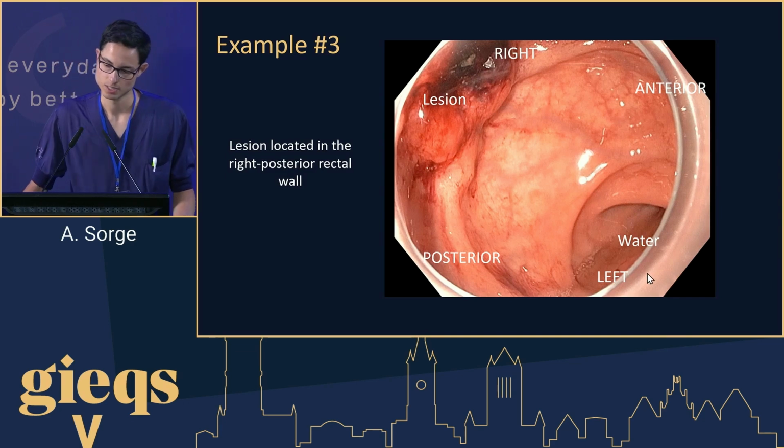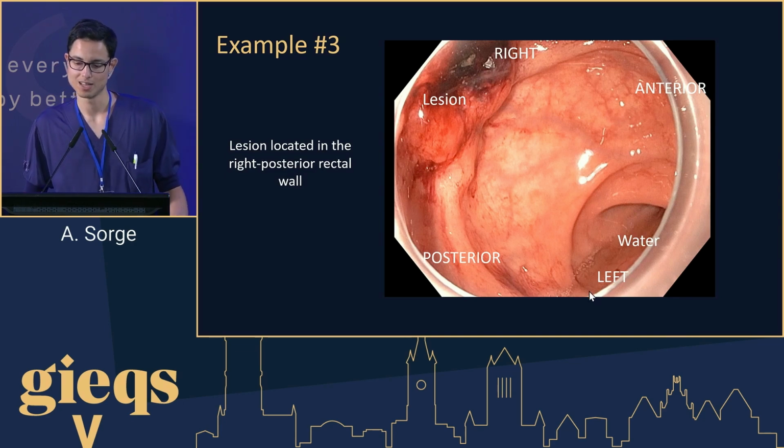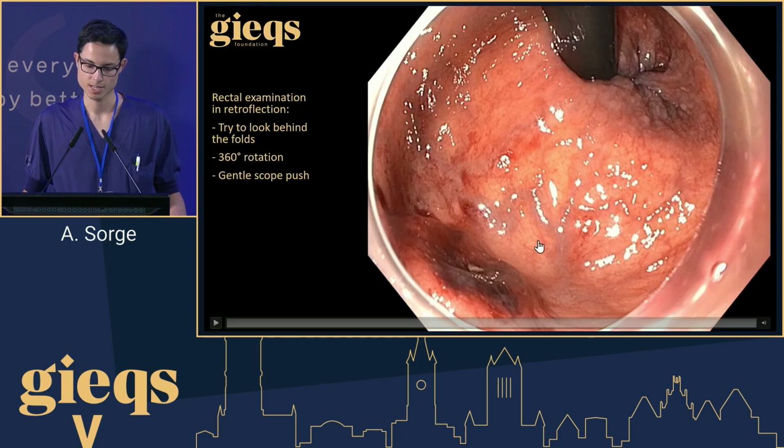Same lesion. This is the water, patient in left lateral. Easy to say, it is located on the right wall, right posterior if we may, but that's the concept. Same lesion. How to assess it on retroflexion. This is a very beautiful image. Also, I think important for referral.